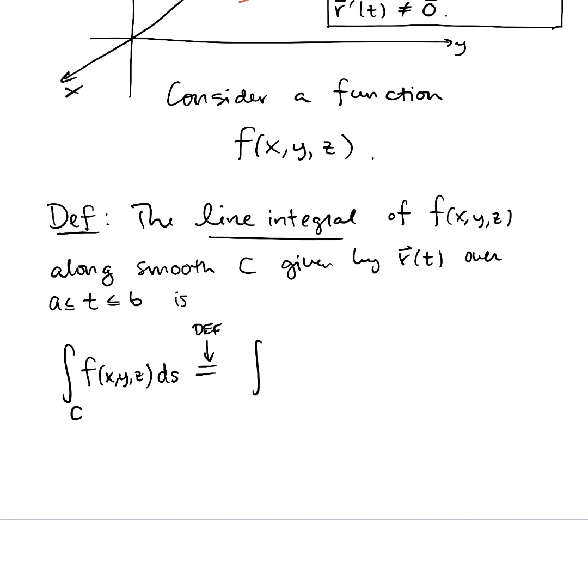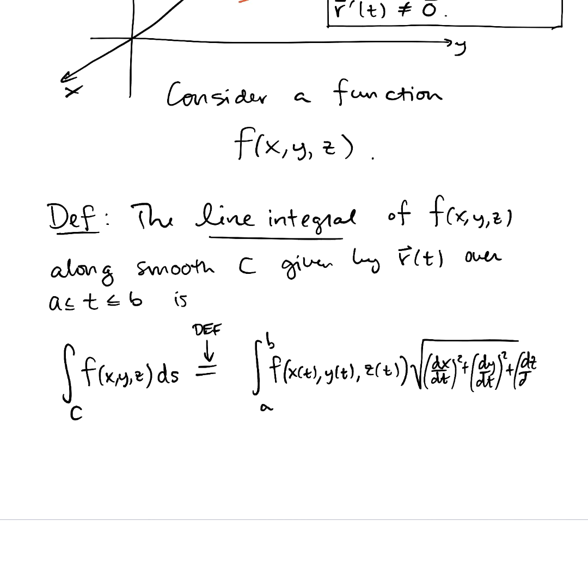That means integral from a to b, f of, okay, everywhere you see an x, you put what it is in terms of t. Everywhere you see a y, you put what it is in terms of t. Everywhere you see a z, you put what it is in terms of t. And then you multiply by that tiny little bit of arc length. And that tiny little bit of arc length, just like Calc 3, is the square root of dx dt squared plus dy dt squared plus dz dt squared, all done with respect to t. So that's what it means to do the line integral along the curve C.